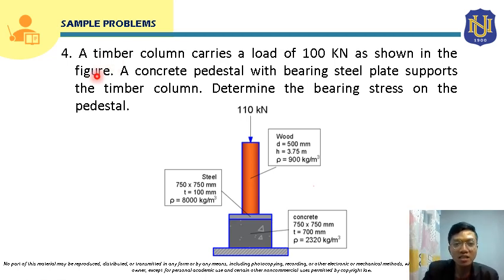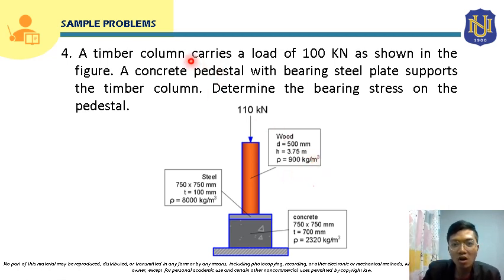Okay, so this is the timber column. Timber, so that is a wood. These are the properties of the wood. The given here is a diameter, meaning the wood has a circular cross section. The diameter is 500 millimeter, the height is 3.75 meter, and the density is equal to 900 kilogram per meter cube.